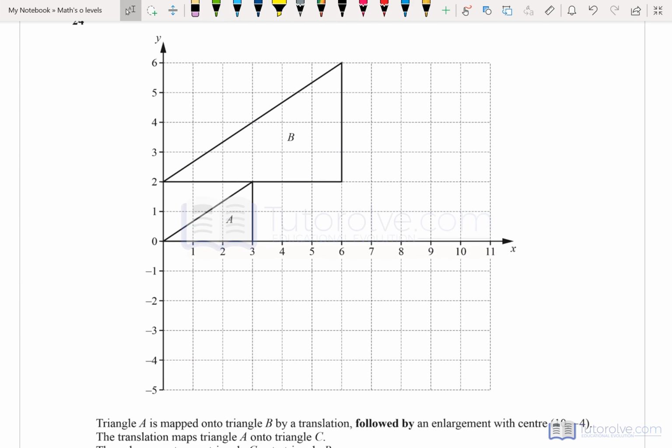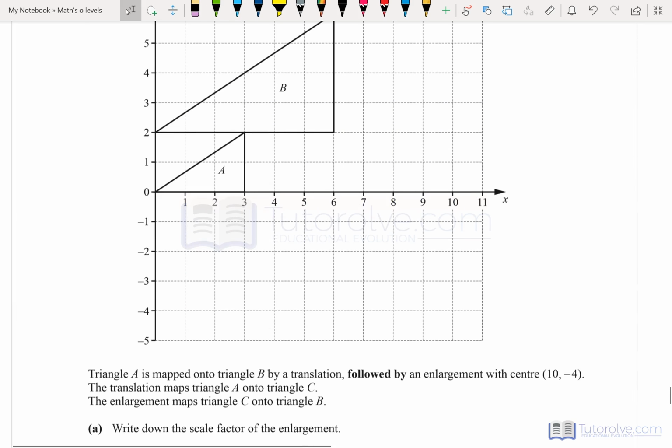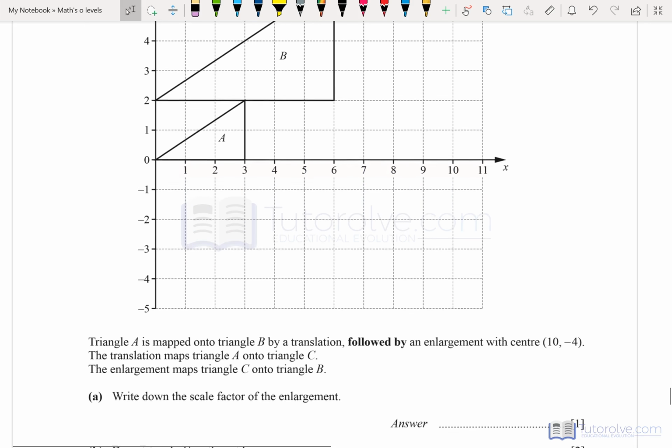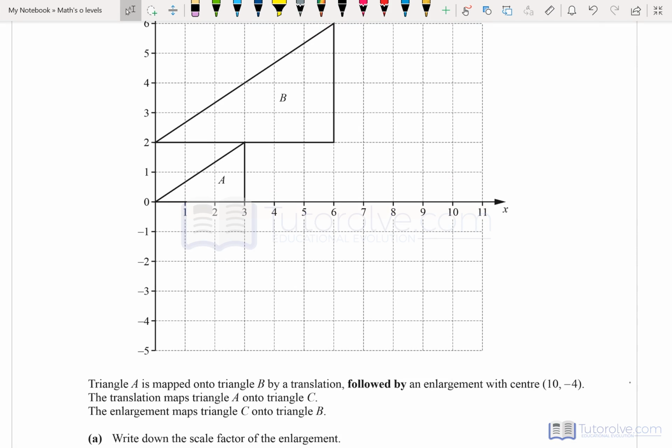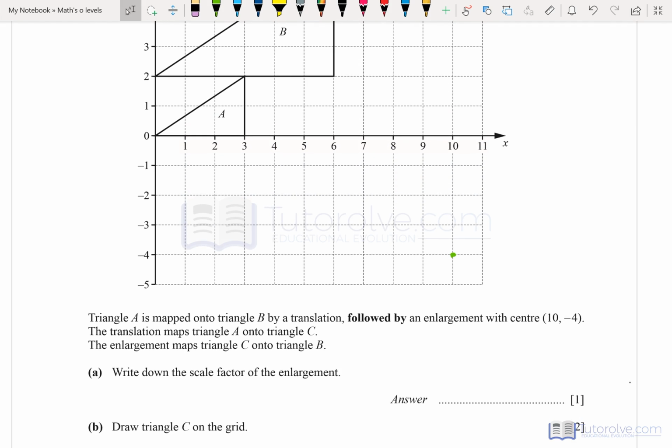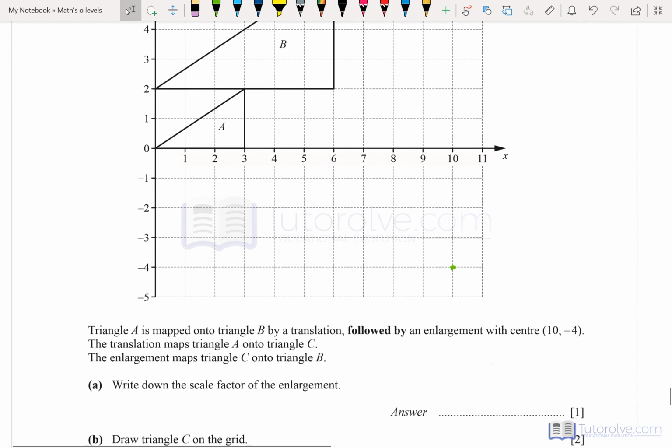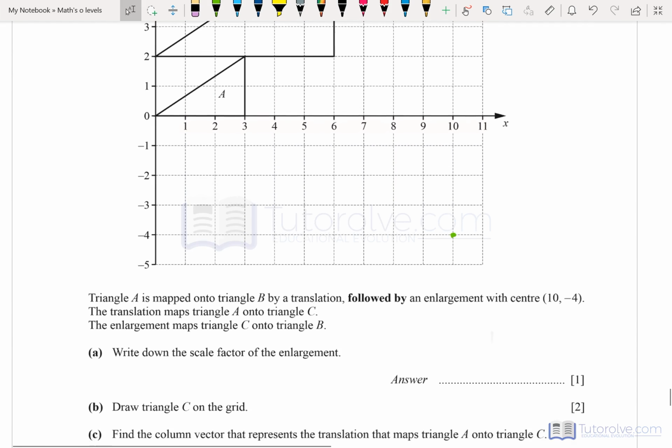So now we have question number 24 over here. Triangle A is mapped onto triangle B by a translation followed by an enlargement with center (10, minus 4). So this is your center here. The translation maps triangle A onto triangle C, and the enlargement maps triangle C onto triangle B.